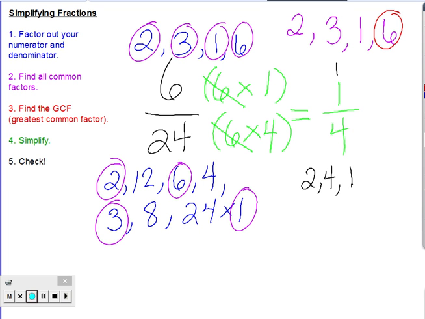But our only common factor is 1. And remember, like I said, if our only common factor is 1, we are done. And also, our numerator is a 1. That's another way you can figure out that you're done. If your numerator is 1, we are done. And that is it.